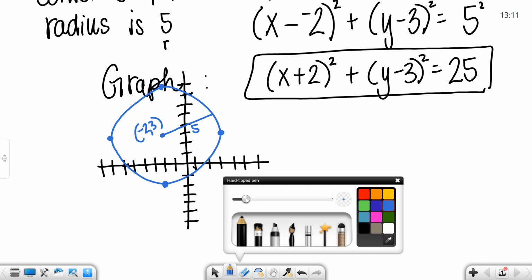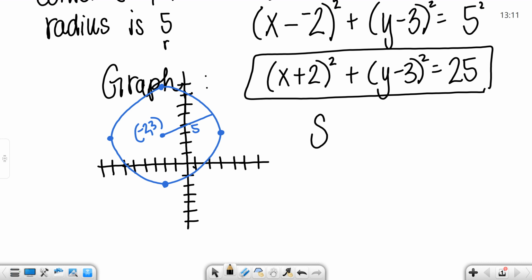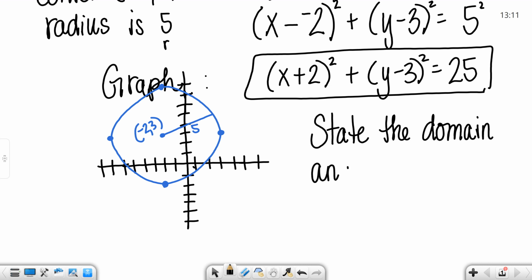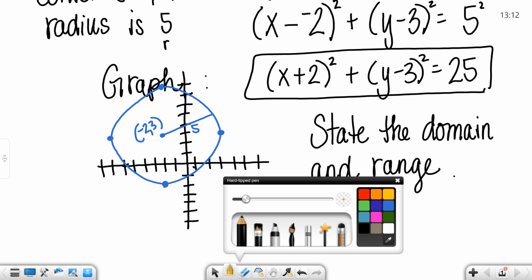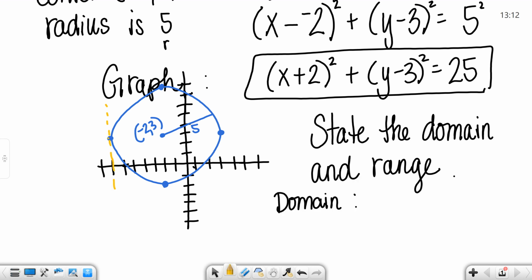One last idea here for our circles would be, let's talk about the domain and the range. All right, our domain, remember those are our X values. So when looking at this graph, X values means left and right. So the farthest left I go on this graph would be right here. That's the farthest left I can go on this circle.